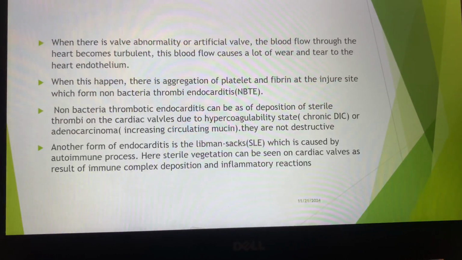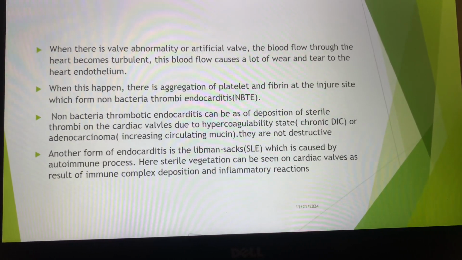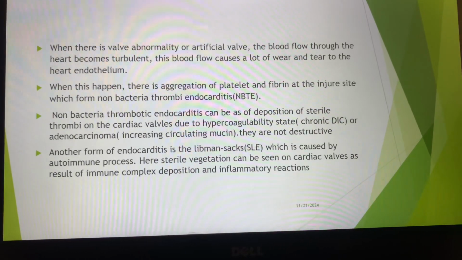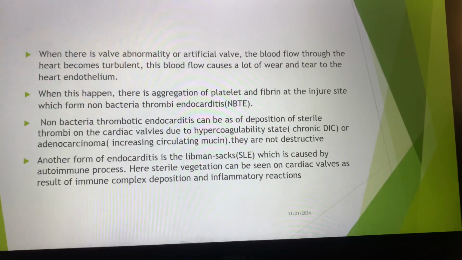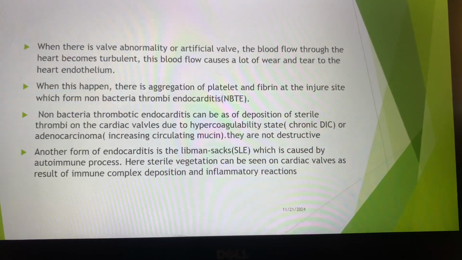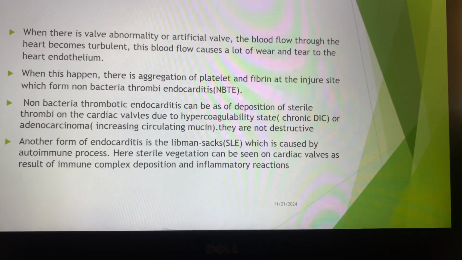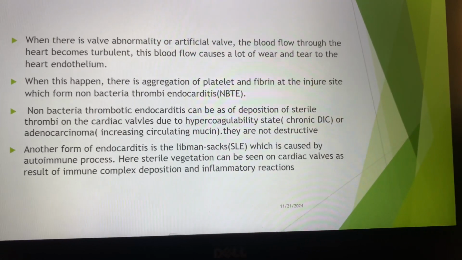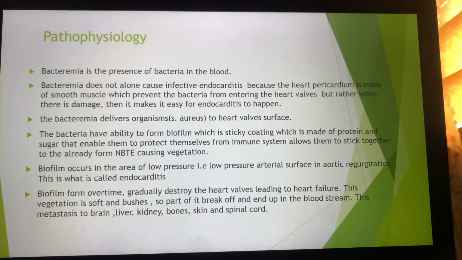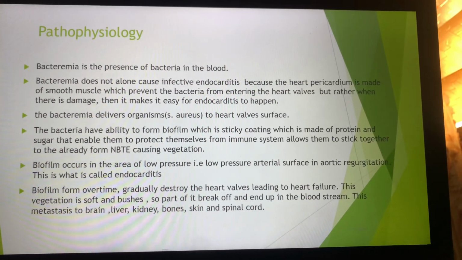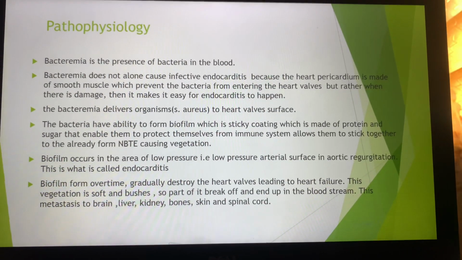Another form of endocarditis is Libman-Sacks endocarditis. For example, systemic lupus erythematosus, which is an autoimmune process, causes a sterile vegetation that can be seen on heart valves as a result of immune complex deposition and inflammatory reaction. So, having known how non-bacterial endocarditis is formed, let's look at how bacterial endocarditis ensues.